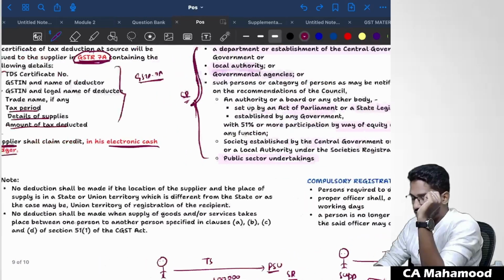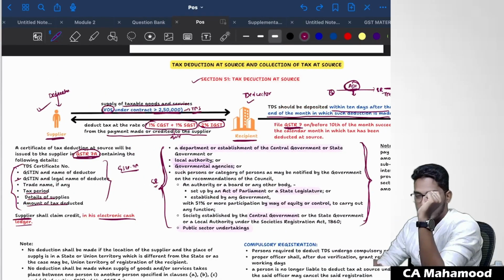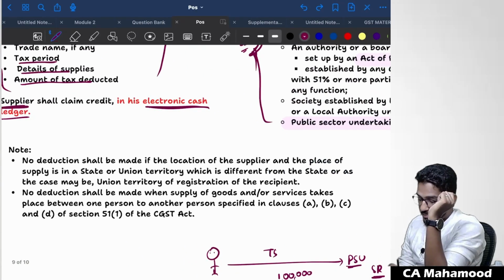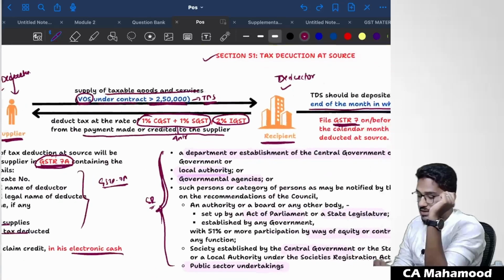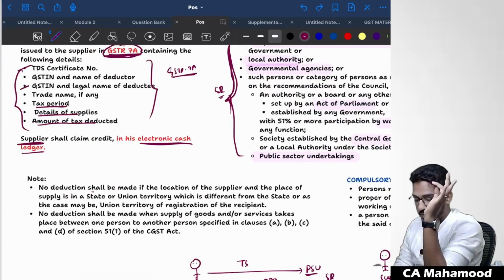And there are a few more things we have to pay attention to. In some cases, even though these conditions are satisfied, TDS will not be deducted. When? So this is one particular example. No deduction shall be made. That means even though the above conditions are satisfied, the recipient is a specified recipient, and the value of supply under the contract is also more than 2,50,000, still in some cases TDS will not be deducted.